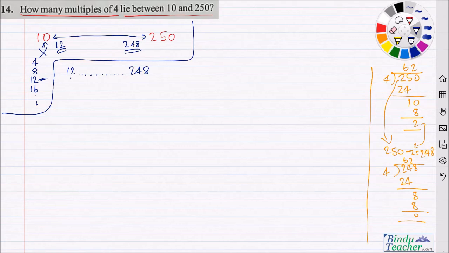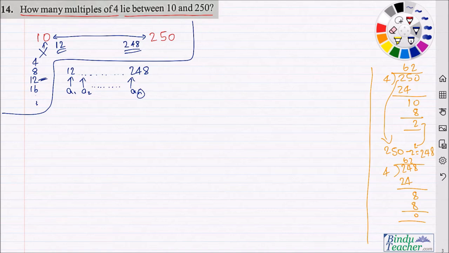So 12 can be represented as A1. Similarly, there is some other number A2, and so on and on. Finally, we have 248 represented as A of n. Now from the question, what we have to find out is the value of n. How many terms are there in this arithmetic progression?